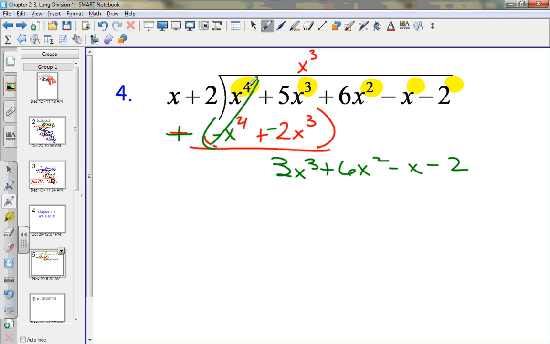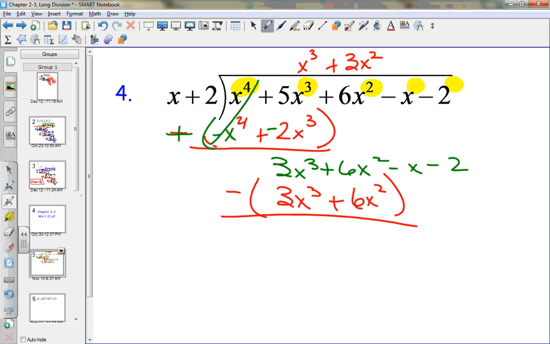Now what? Well, figure out what you need to. What do I multiply x by to get me 3x cubed? 3x squared. So 3x squared times x gives me 3x cubed. 3x squared times 2 gives me 6x squared. Now I'm going to subtract. When you subtract, that means everything changes signs. That's gone, and that's gone. What am I left with?